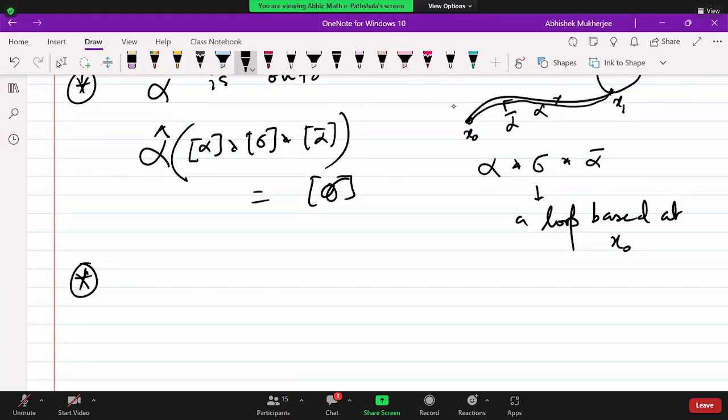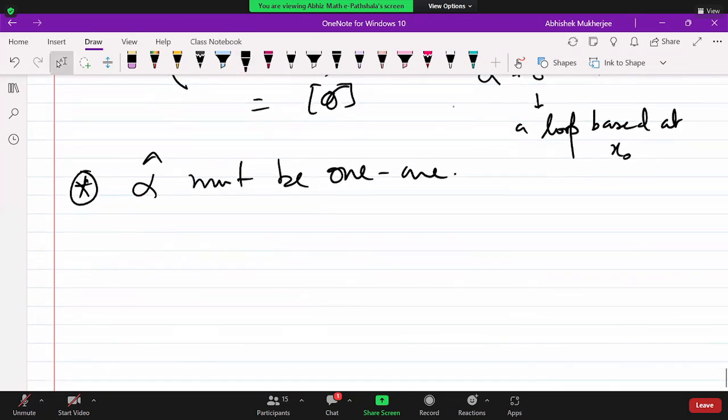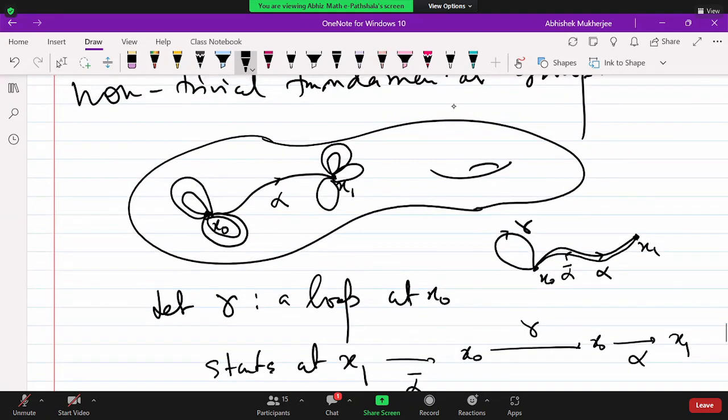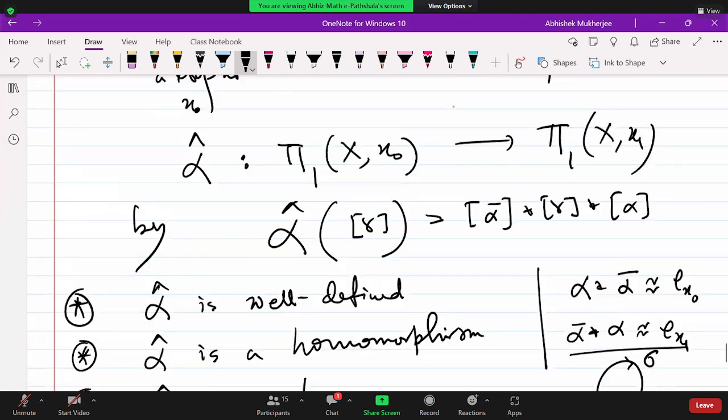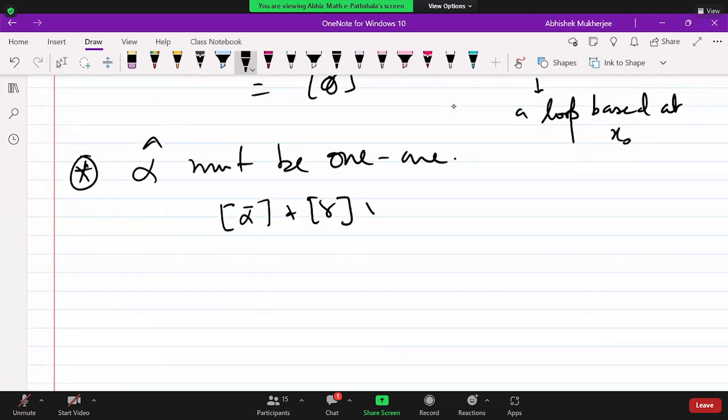and also this must be 1-1. Why is it so? Because if you take that corresponding to this path gamma, this loop, this equals with this one. What does it mean? That means these two paths are path homotopic. Alpha bar star gamma star alpha is path homotopic to x naught.